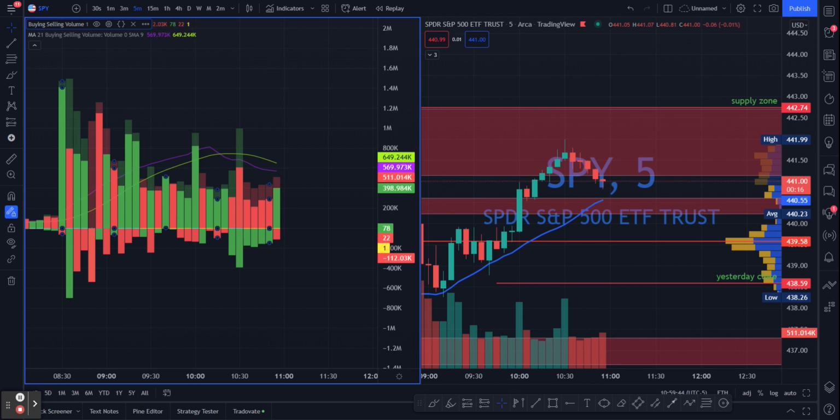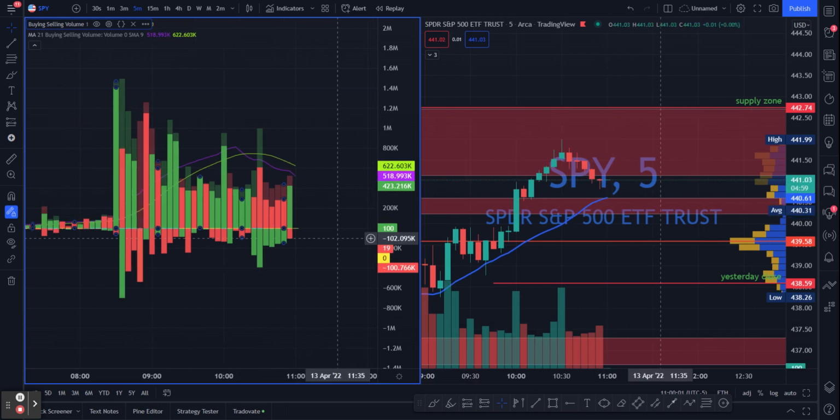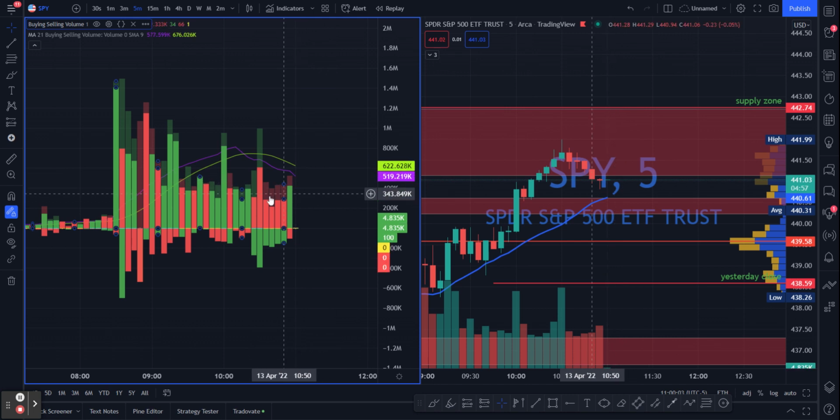This will tie into my volume analysis videos when we talk about spread and all that stuff. This is an indicator I use as often as I remember, but the more and more I look at it, the more and more I like it. It's the buying and selling volume.